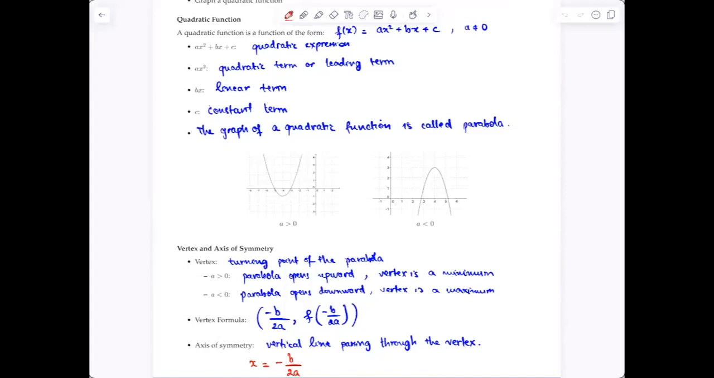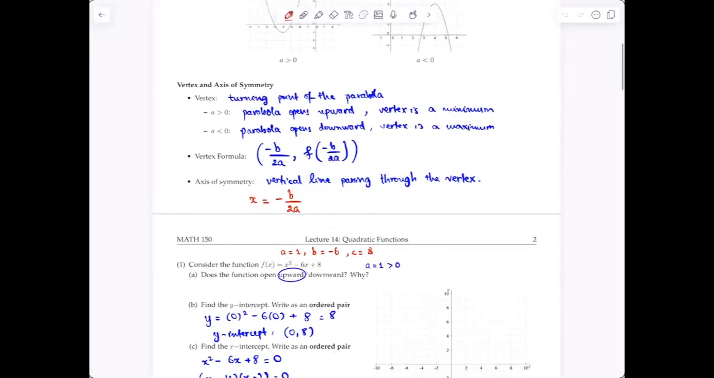You have a vertex formula. I mentioned yesterday that you may have to memorize it. The x component is negative b over 2a. When you get the x component, substitute back into the original function to get the y value. The last concept is the axis of symmetry, which is the vertical line that passes through the vertex. So the axis of symmetry is always x equal to negative b over 2a, which is just the first component of the vertex.